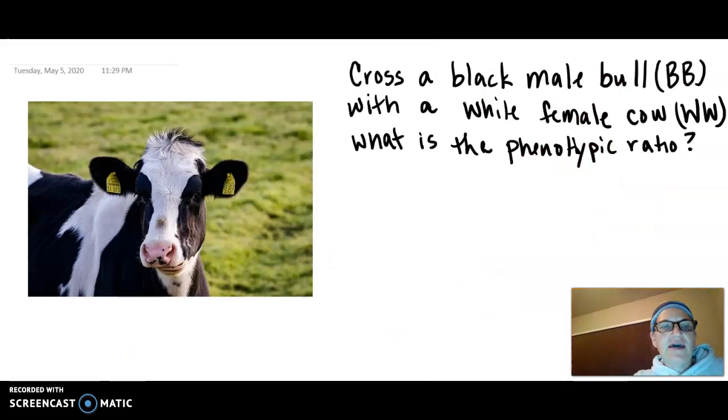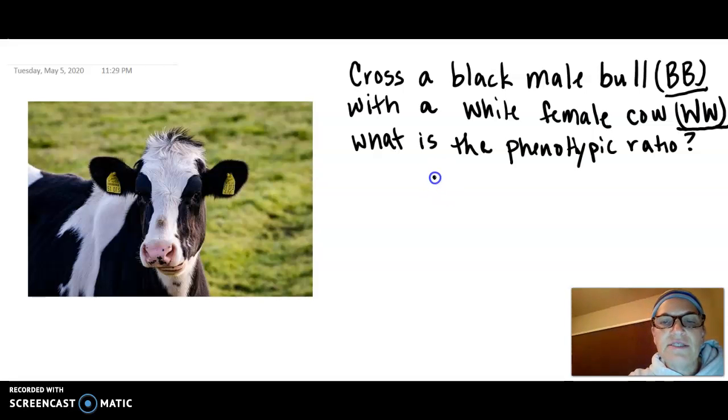Okay, so let's look at another codominant problem, but this time in cattle. Most of you have probably seen black and white dairy cattle around the state of Iowa. If we cross a black male bull, so a male cow is known as a bull, and its genotype would be big B, with a white female cow, a female is called a cow, big W, because the black color and the white color are codominant, what is the phenotypic ratio of their F1 generation?